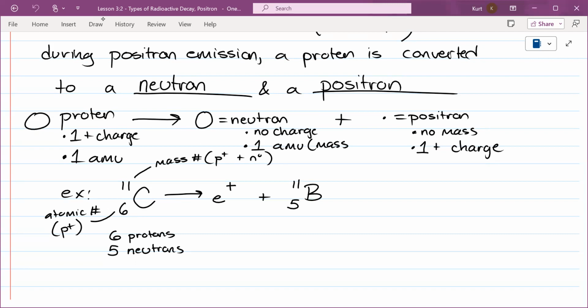And now check out the ratio of protons to neutrons. You got 5 protons and 6 neutrons. That's a little bit better. If you had to choose, you would want more neutrons than protons than the other way around. This is an example of positron emission.